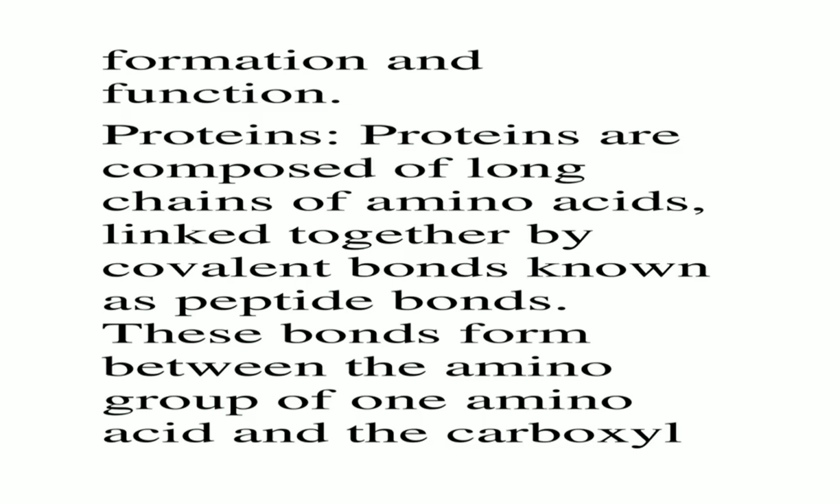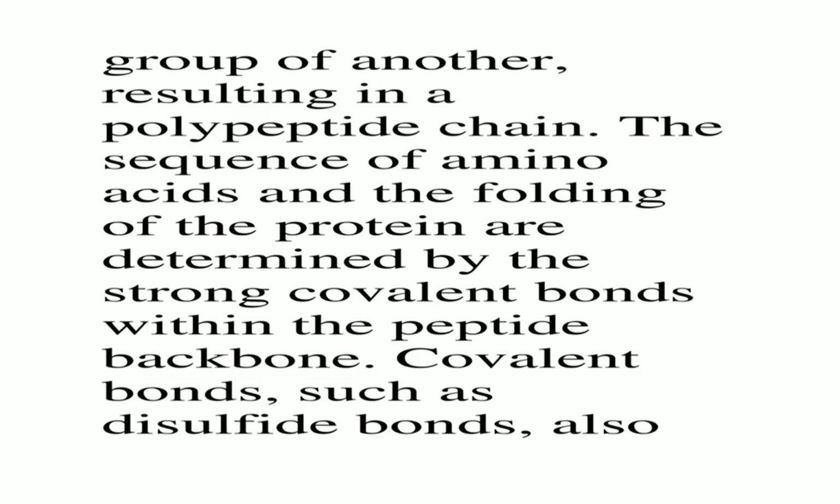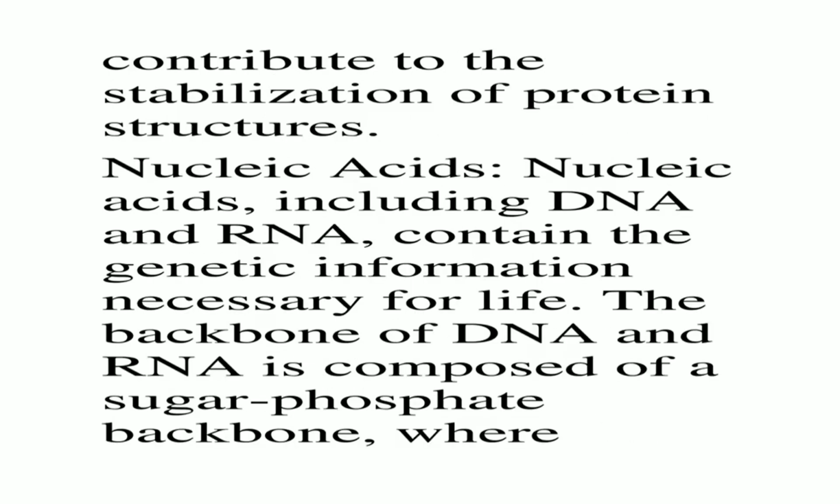These bonds form between the amino group of one amino acid and the carboxyl group of another, resulting in a polypeptide chain. The sequence of amino acids and the folding of the protein are determined by the strong covalent bonds within the peptide backbone. Covalent bonds, such as disulfide bonds, also contribute to the stabilization of protein structures.